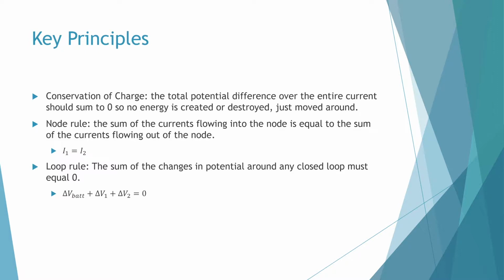So some key principles I wanted to point out was the conservation of charge. So the total potential difference over the entire circuit should sum to 0. So no energy is going to be created or destroyed, just moved around the entire circuit. The node rule is that the sum of the currents flowing into the node is equal to the sum flowing out. And then the loop rule is that the sum of the changes in potential around any closed loop must equal 0.